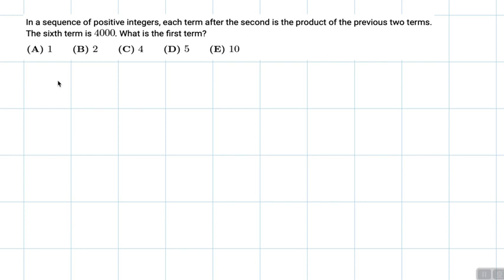In a sequence of positive integers, each term after the second is the product of the previous two terms. The sixth term is 4,000. What is the first term? So let's say we have A, B, C, D, E, 4,000.